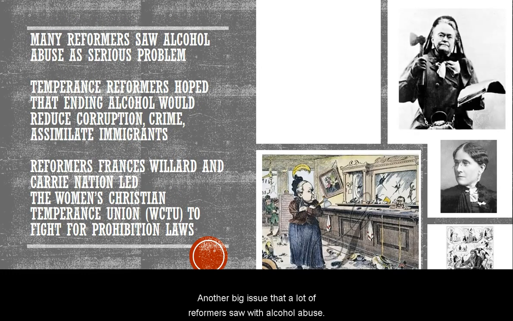Another big issue that a lot of reformers saw was alcohol abuse. And many of them kind of believed that alcohol was the root of all evil. If they could ban alcohol, it would reduce corruption, it would reduce crime, it would help assimilate immigrants into American society and help them to be more like the American people. Because they saw a lot of the new immigrants, or the peoples that were coming from Southern or Eastern Europe, as coming from societies and communities where alcohol was very prevalent. So it was just kind of a part of their way of life.